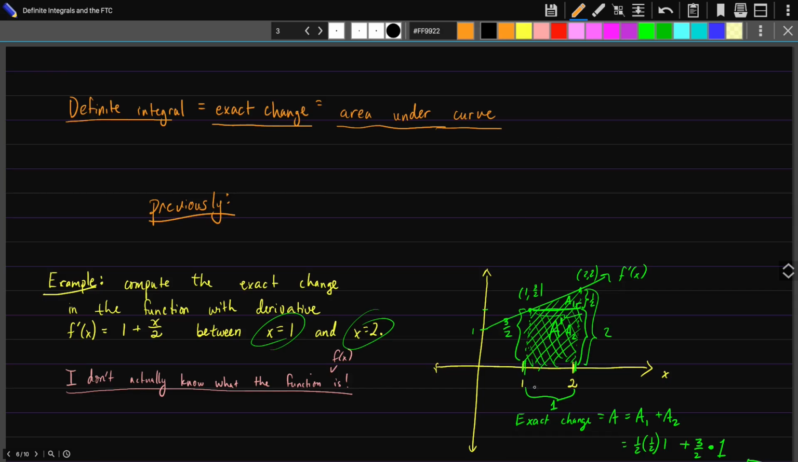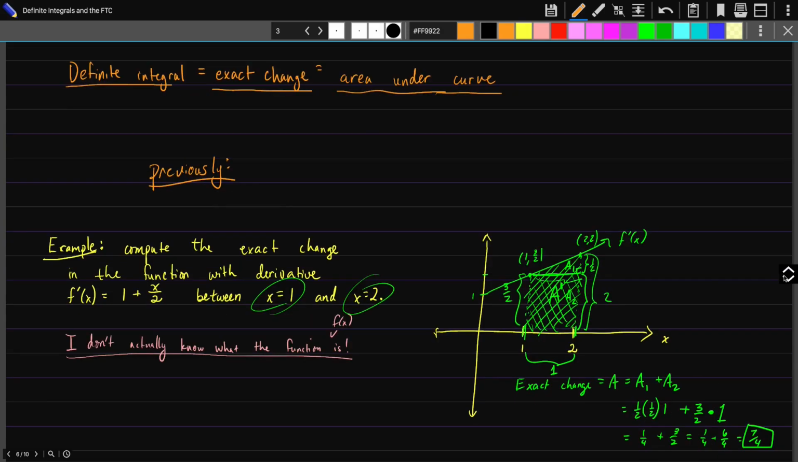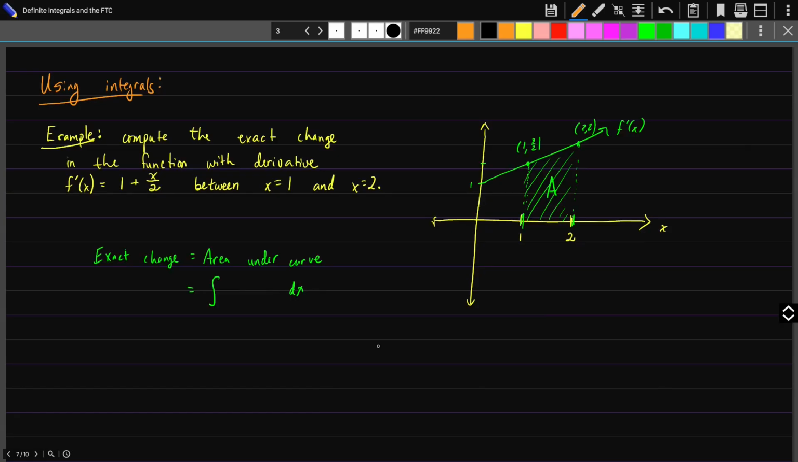So previously we had this problem. We were asked to compute the exact change in the function with derivative f prime of x equal to 1 plus x over 2 between x equals 1 and x equals 2. And we were actually able to compute this problem algebraically, and it turned out the answer was 7 over 4. So now we're going to solve the same problem using an integral. So in this case, we want to find the area under the curve 1 plus x over 2 between x equals 1 and x equals 2.